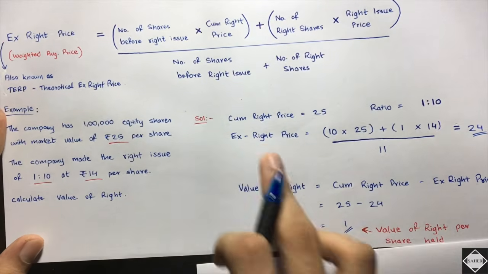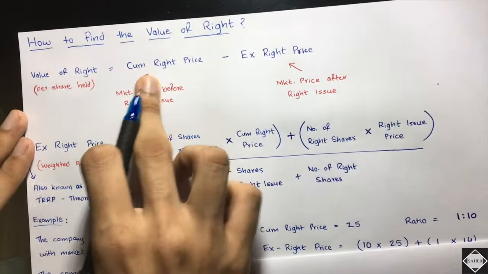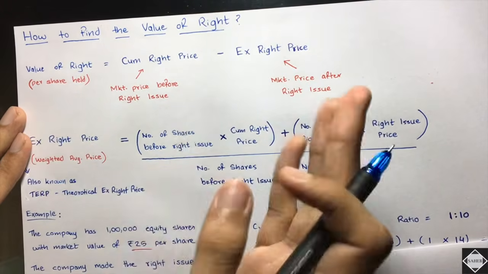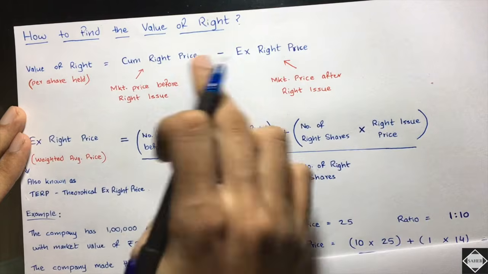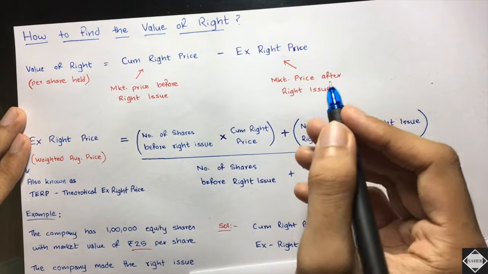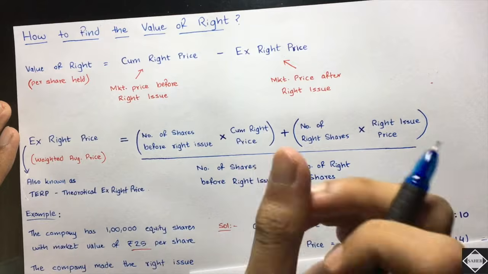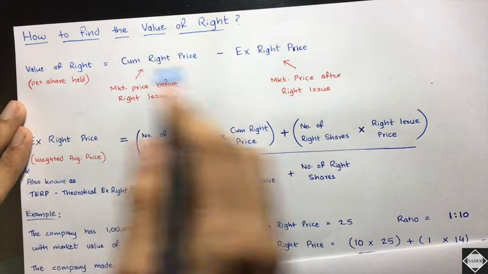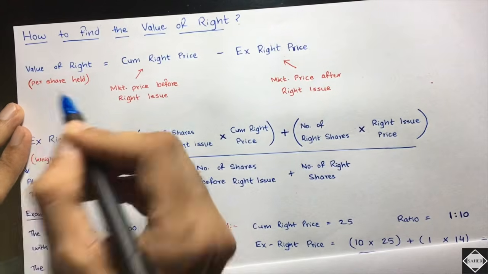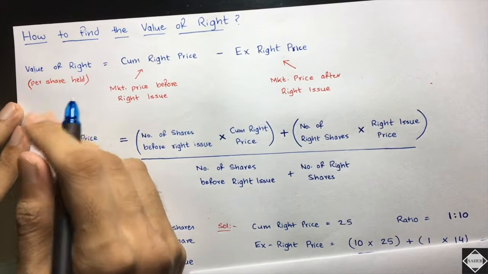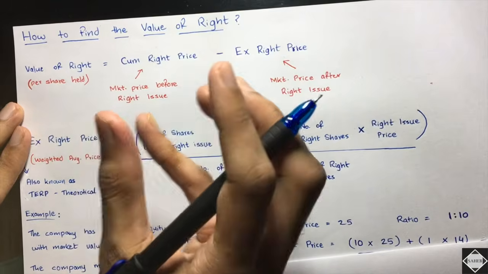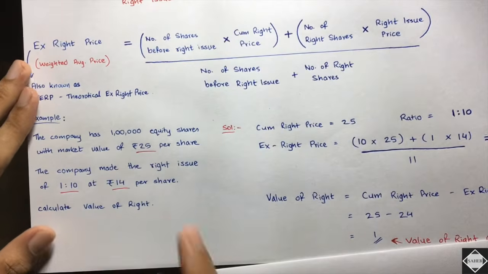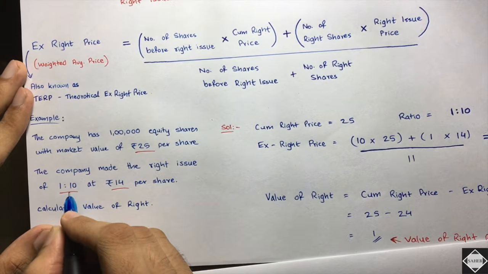Okay, this formula, which is there in your inter syllabus, is value of right per share held. In CA final you will see many formulas. Cum right price minus right offer price will be there. That will give you the value of right as a whole. Okay, whole value of right. But right now this formula is value of right per share held. If you want to find the total value of right, the whole value of right, then you have to multiply. In this case you have to multiply with 10. See here, understand?